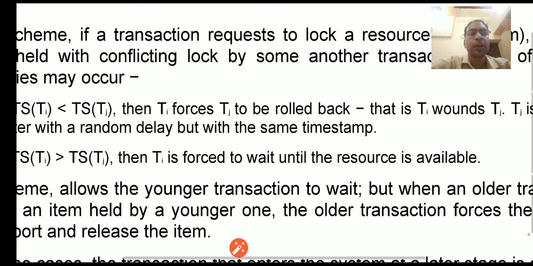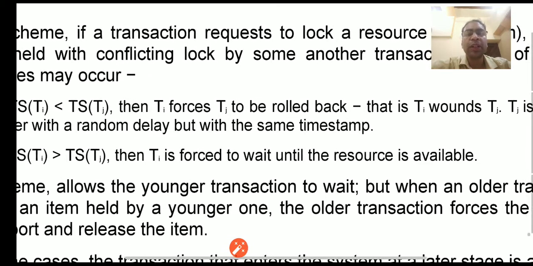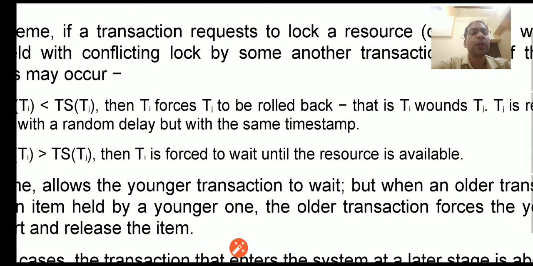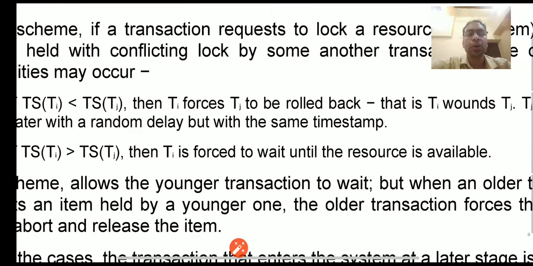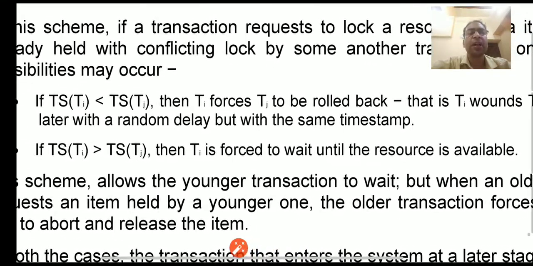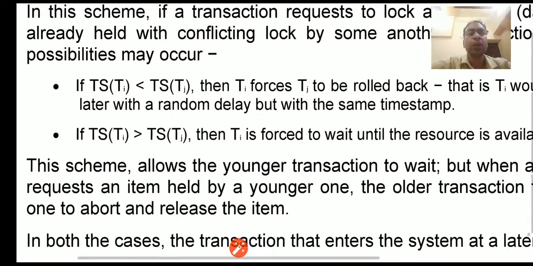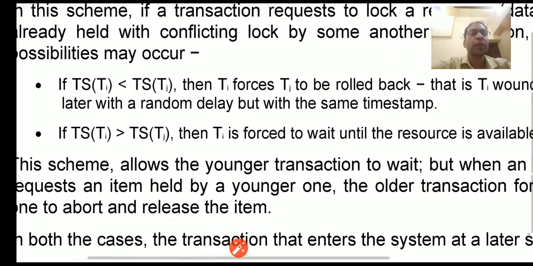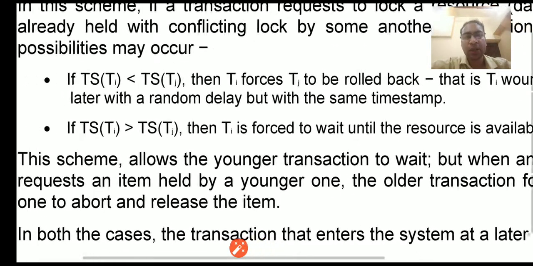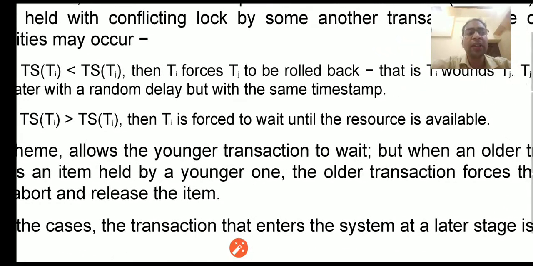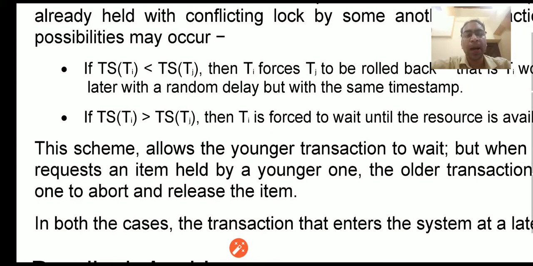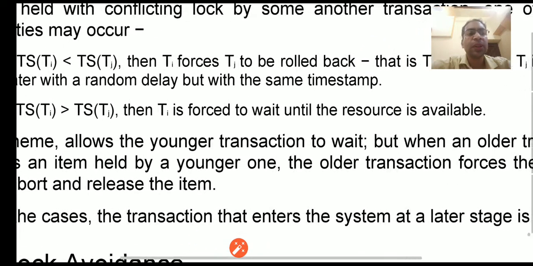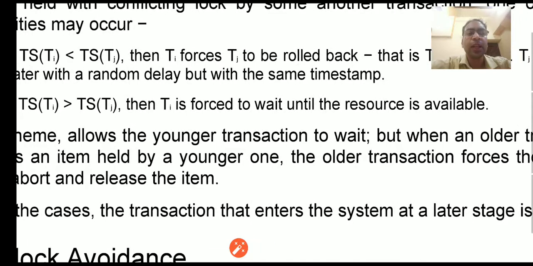The second possibility is the opposite of the previous one. If it is not the older one, then t is forced to wait until the resource is available. Then t has to wait till the resource is available. So it is not rolled back. It waits until the resource is available, and once the resource is available, it will provide it to the transaction. So this scheme allows the younger transaction to wait, but an older transaction to roll back. So this is the second case.